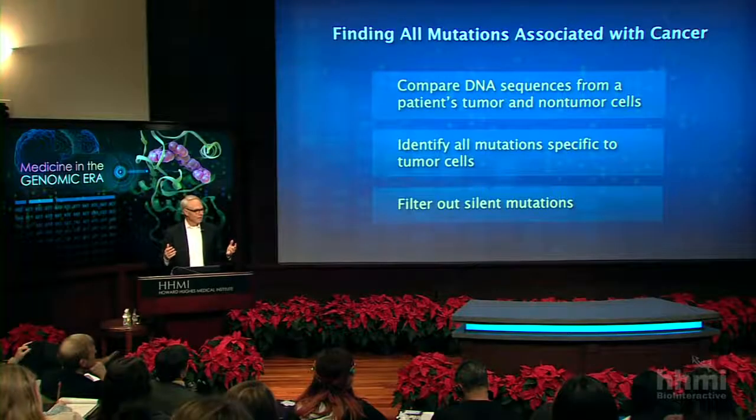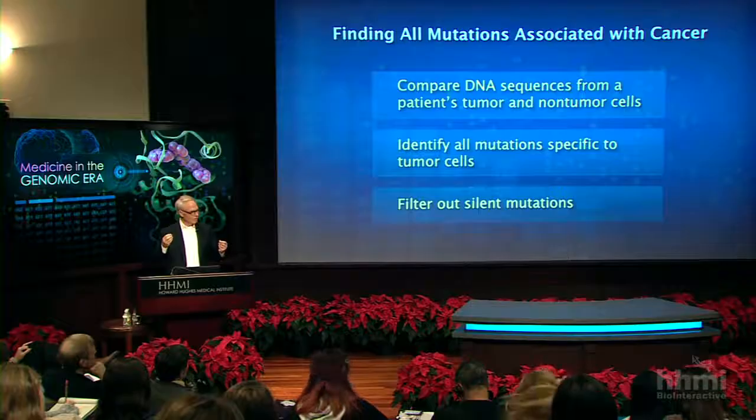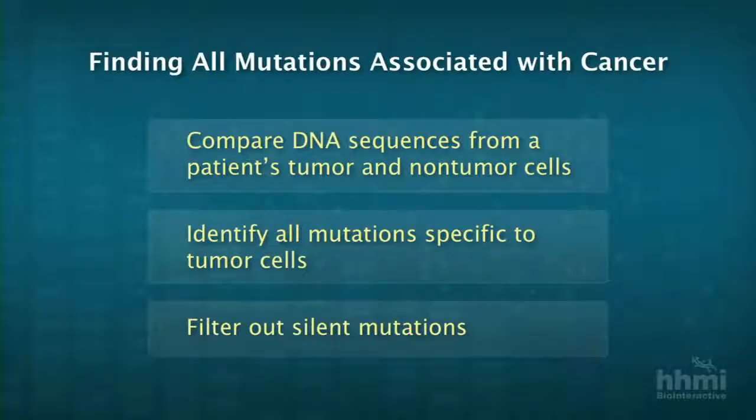The idea is to sequence the DNA from a patient with cancer, sequence the tumor DNA as well as the non-tumor DNA, to identify all the mutations that are just found in the tumor DNA and not in the patient's matching normal DNA, and then to filter out the silent mutations and see what's left. So what's the scope of this big project?